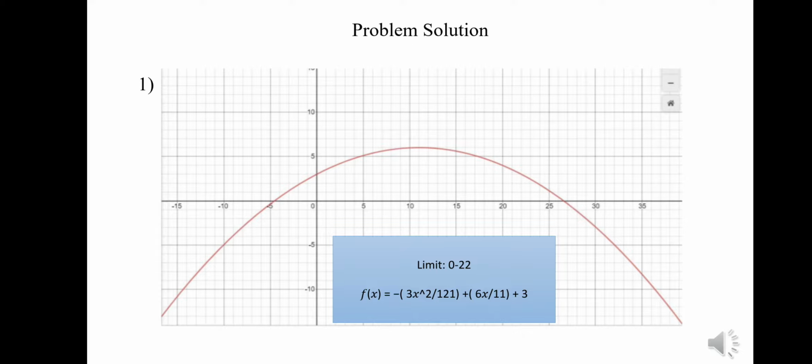To solve problem statement 1, which is what is the limit to the equation, firstly, we need to find the equation. So the equation here is y = -3x²/121 + 6x/11 + 3. Based on the equation, we can set up our limit, which is from 0 to 22.